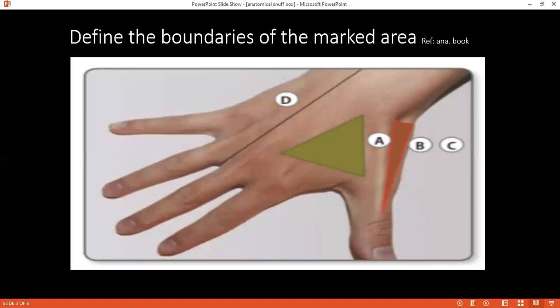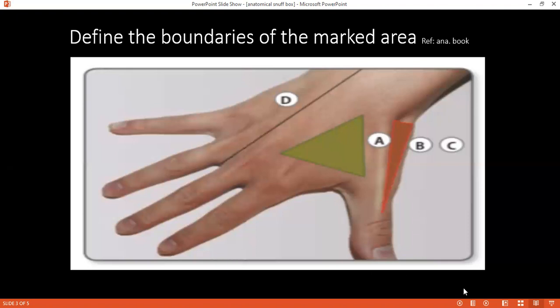Can you tell me the name of the test with which you can confirm the collateral circulation of the hand? It's called Allen's test. How do you do it? We ask the patient to raise the hand, flex it and make a fist and keep it for 30 seconds. Then we press on the ulnar and radial arteries, ask the patient to open the fist, and release the ulnar artery. We see the color change. If there is erythema within 7 seconds, it means it's positive.